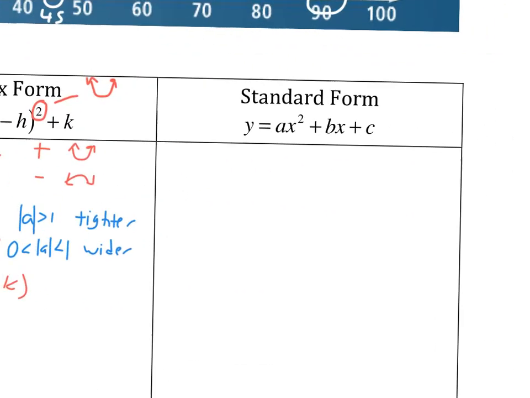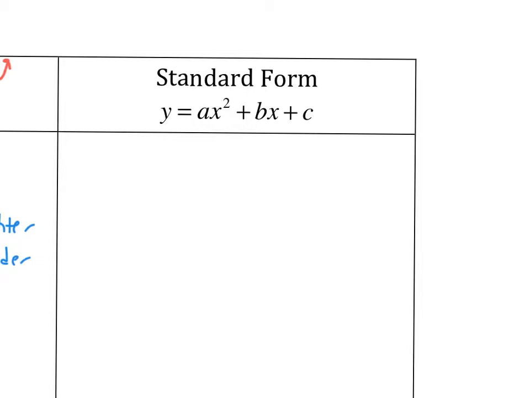All right, now standard form. I do want to point out a bunch of things with standard form, but here's the first thing that's super ultra nice. A is the same as the other one over there. Exactly the same. A tells you which way it opens. A tells you if it's going to be wider, tighter, or the same. Great. A tells me the exact same thing. Nothing new to learn. The next thing, c. c is always the y-intercept. It always tells you where it crosses the y-axis.